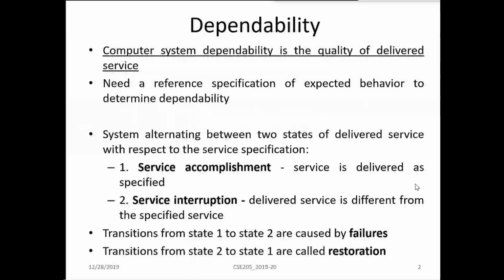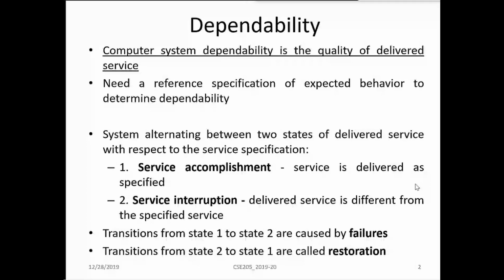Okay, so the next one is dependability. Dependability is all about two metrics: one is reliability, another one is availability. These two are the important metrics when you go with dependability. In general, dependability is the quality of the delivered service. Hope you understood this, right? So it's the quality of delivered services.